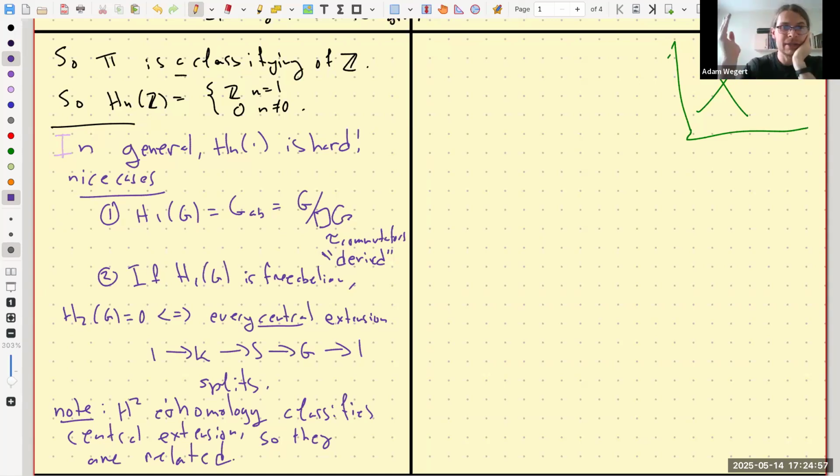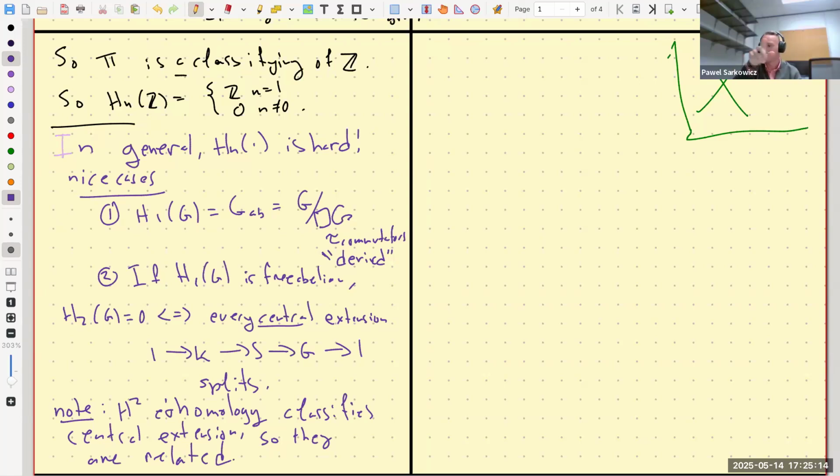Sorry, I have a comment/question. Probably the same is true for Hochschild cohomology of algebras, but maybe there are some details. I don't know. Yeah, I don't know too much about Hochschild cohomology.